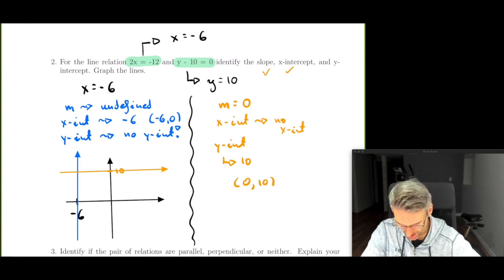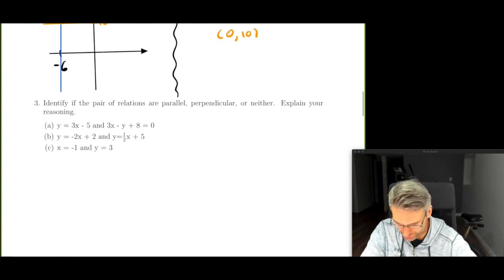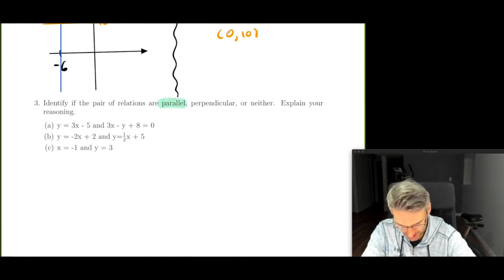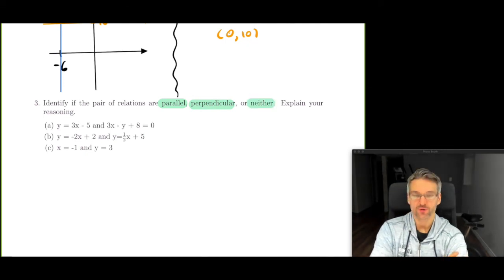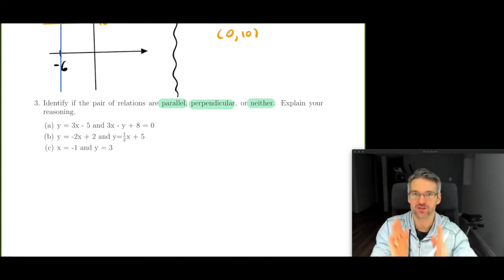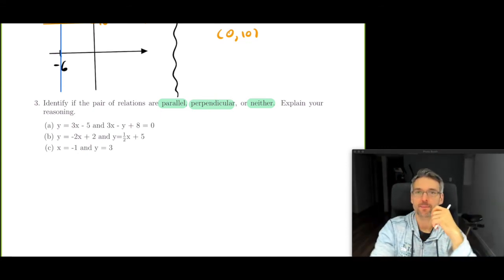All right, so next question. Question number 3. Identify if the pair of relations are parallel, perpendicular, or neither. Whenever you get asked this, obviously you have to know what makes lines parallel or perpendicular. If you recall, parallel lines have the same slope. They will have the exact same slope and they never meet. So they're basically two lines going in parallel in this direction, vertical, whatever, but they never meet.